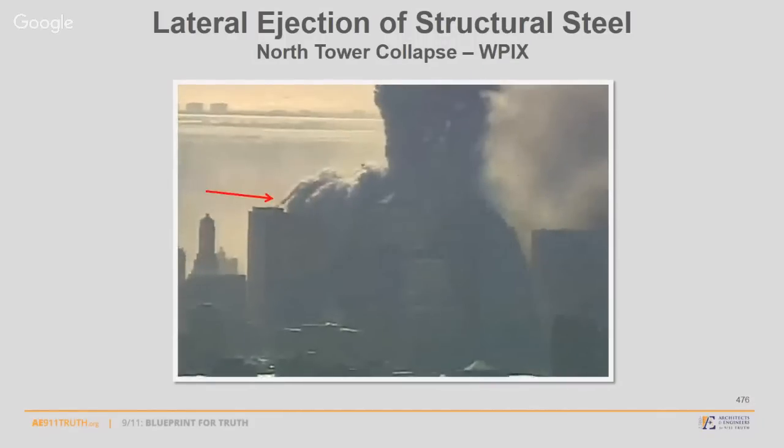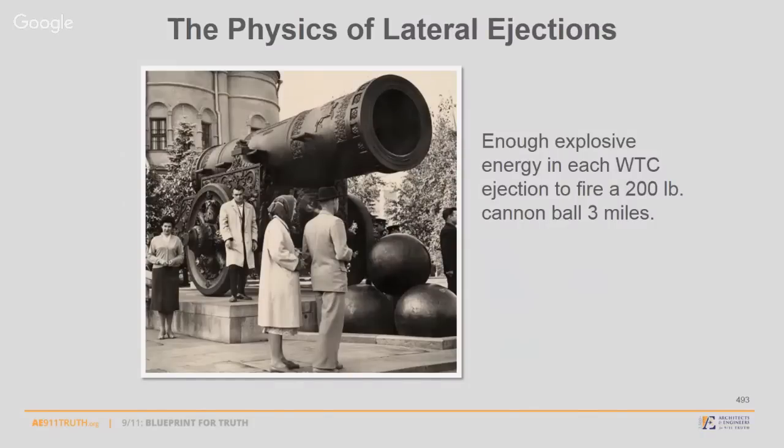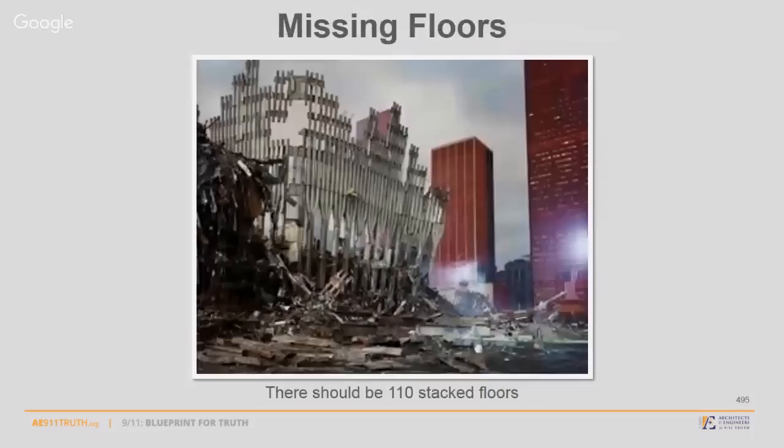This piece is not only laterally flying with an incredible lateral ejection component, lateral force, but it's at 45 degrees, indicating that there's, right at this moment, as much lateral force as there is gravity. Where did that come from? Why is there thick white smoke clouds trailing this piece? We're going to get to that next week when we look at examples of extreme heat, but there's enough energy here to eject a 200-pound cannonball 3 miles. And there's thousands of these ejections out of the Twin Towers.